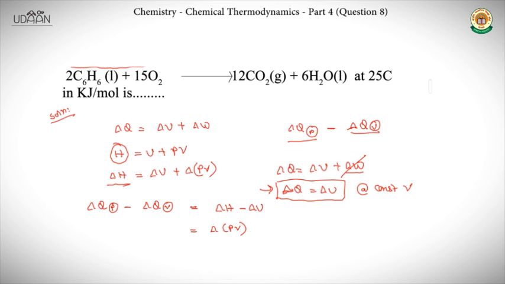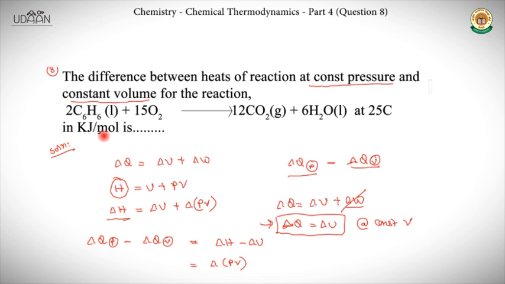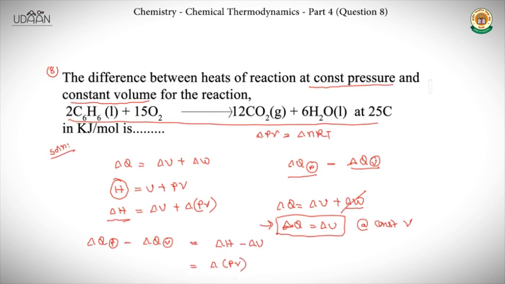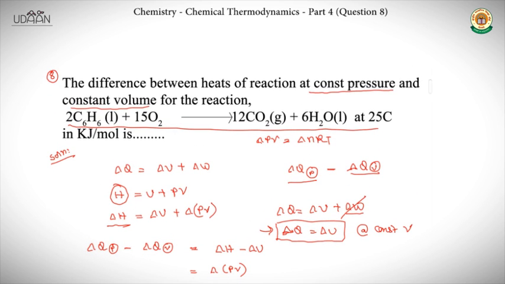And come to the given question. Everything here they gave in this reaction. Delta of PV, we can replace by delta of nRT. What is delta n? It is the change in moles of gases. Don't consider liquids or solids here. So delta H minus delta U equal to delta of PV equal to delta n into RT. So what is delta n? Only the change in moles of gases.